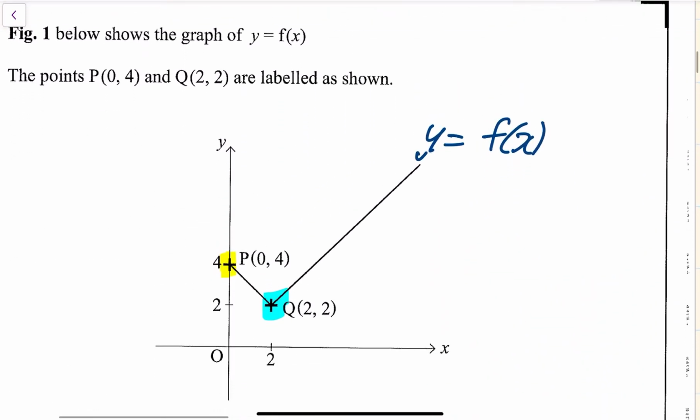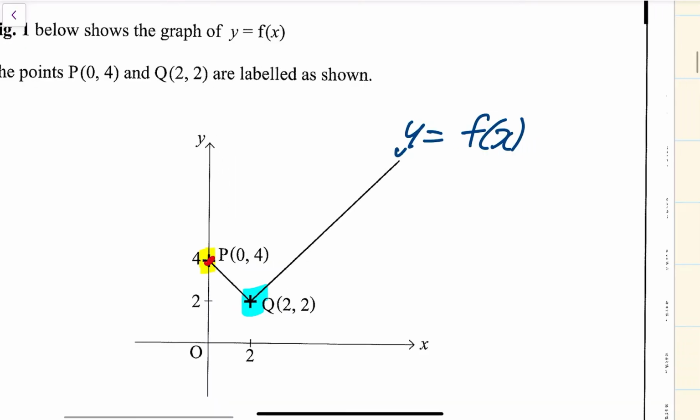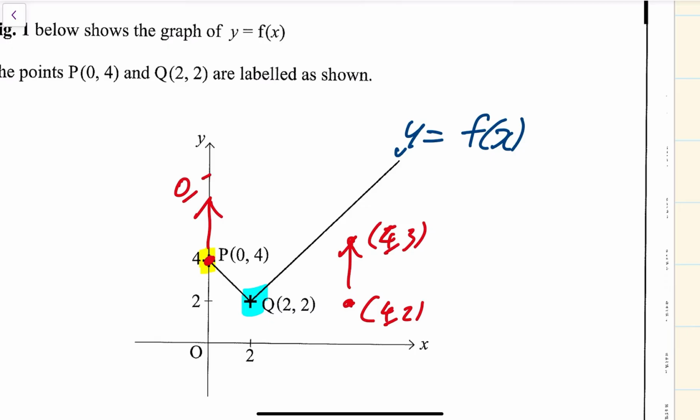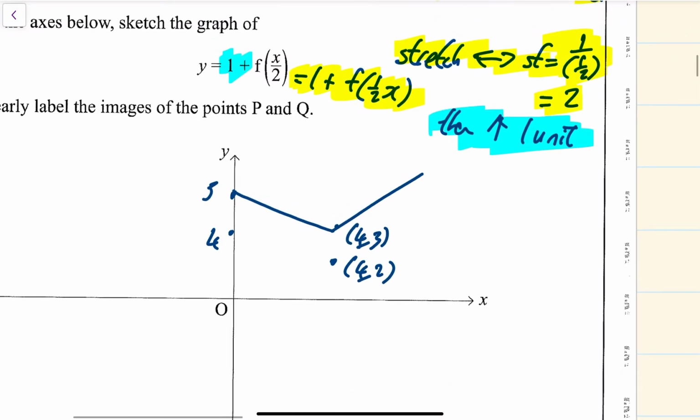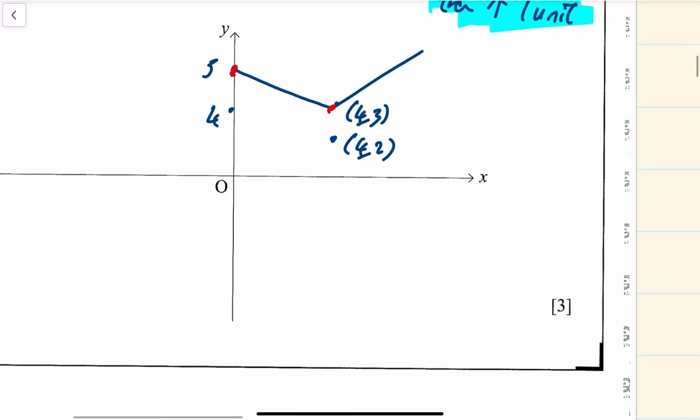So let's have a look first of all here. This point is going to stay fixed. This point is going to move out by 2. And then everything's going to shift up by 1. So your point here is going to go to 4, 2. Then it's going to shift up to 4, 3. And that point's just going to shift up to 0, 5. So that's really what's happening first of all. You can see that's all we've got. There's our 2 key points. And then the general shape of the graph is pretty much the same.